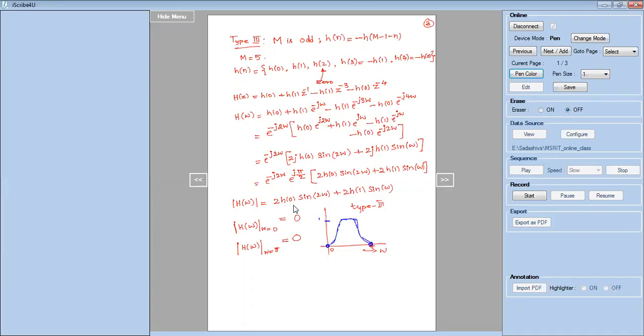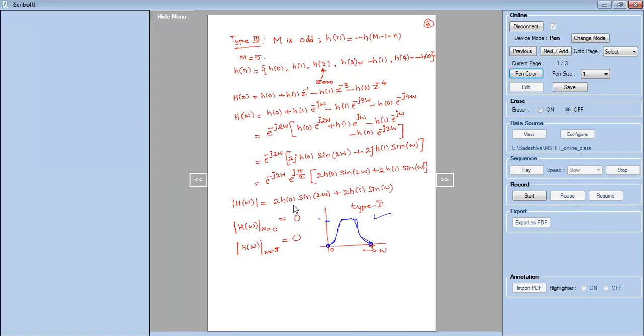So this is nothing but the frequency response of the band pass filter. That's why type 3 is best suited, or optimally suited, to design only a band pass filter. It cannot be used to design any other filter. Okay, understanding?